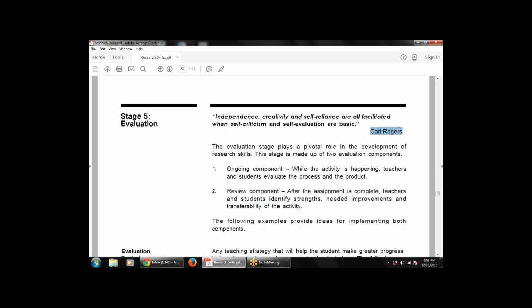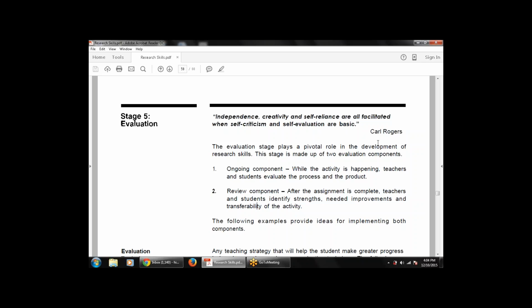This is given by Carr Togers. The evaluation stage plays a vital role in the development of research skill, and this stage is made of two evaluation components: one is the ongoing component, and one is the review component.